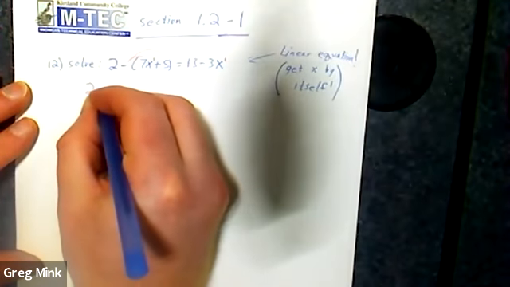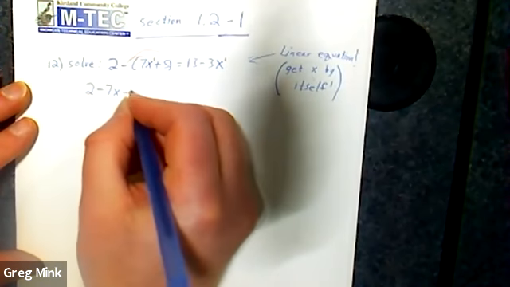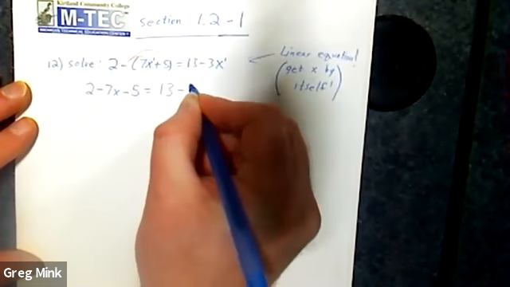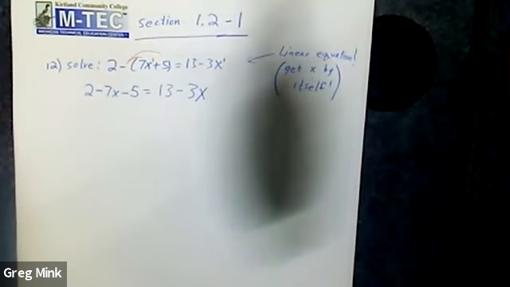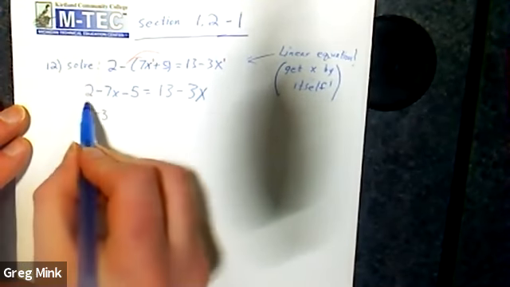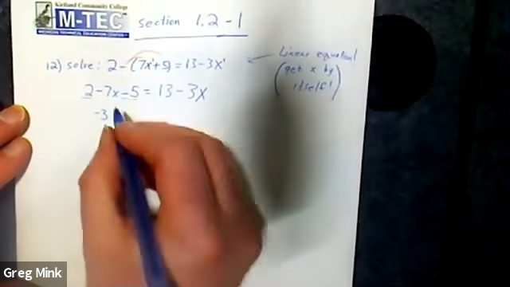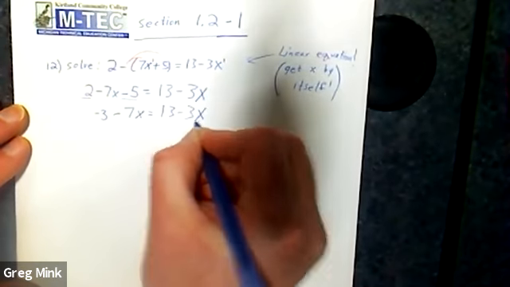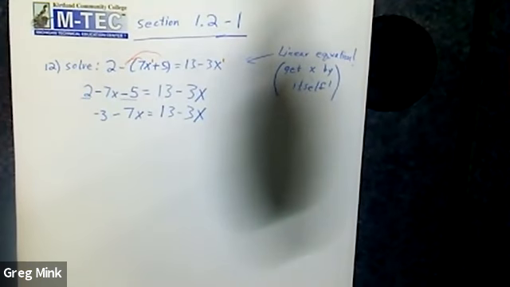This is now going to be 2 minus 7x minus 5 is equal to 13 minus 3x right here. I have some like terms on the left-hand side. I have a positive 2 and a negative 5. So that should be negative 3, right? From the 2 and the negative 5, minus 7x equals 13 minus 3x. So we're right here now. Now that I've combined all like terms on each side, now I can start moving around the x's.